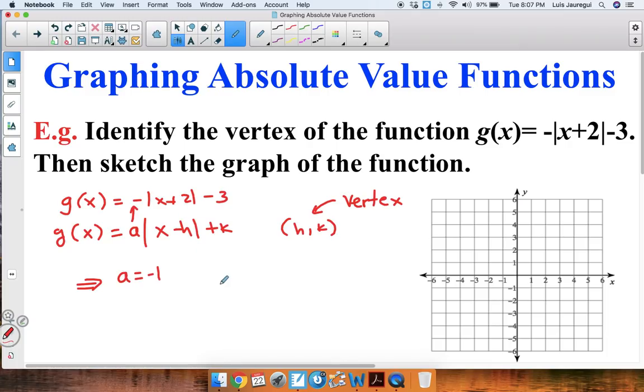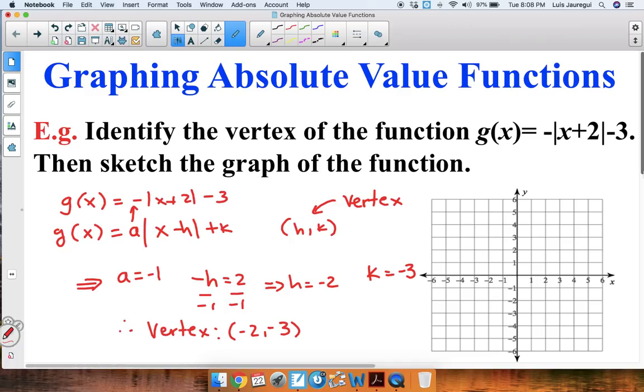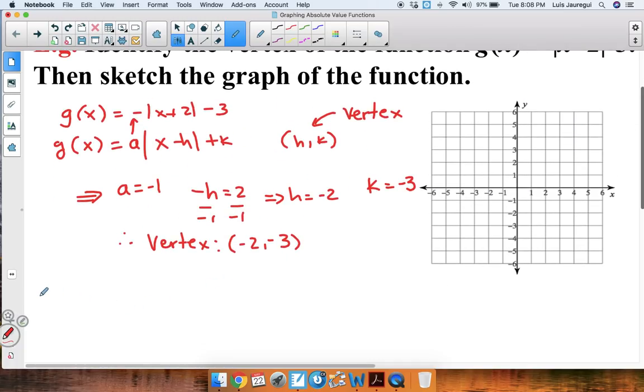Then we also have that negative h is equal to positive 2. So we need to divide both sides by -1, and we can conclude that h is equal to -2. And we can also conclude that k is equal to -3. Therefore, we can say that the vertex in this case will have coordinates h comma k, or precisely -2 comma -3.